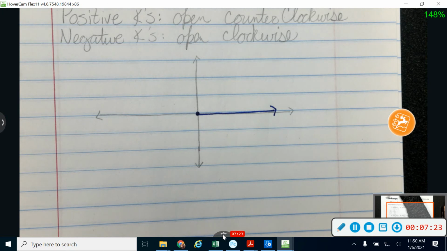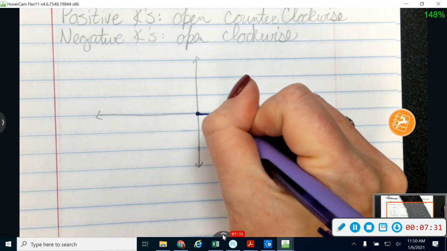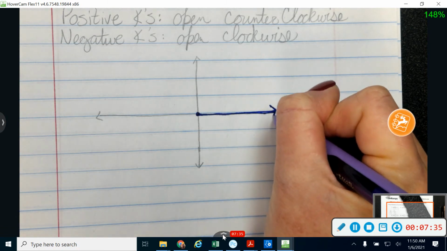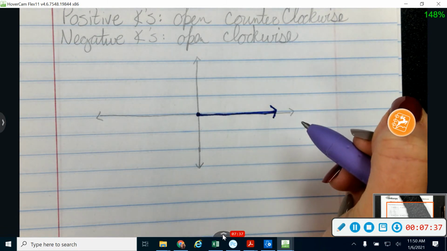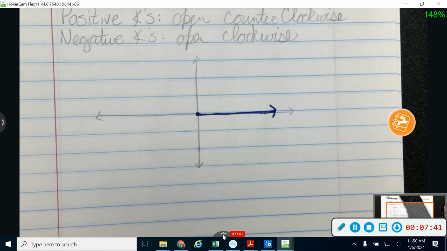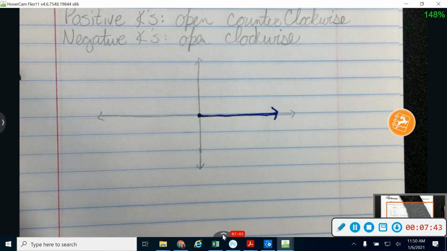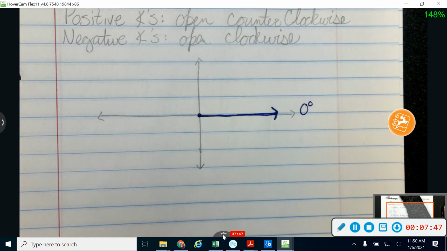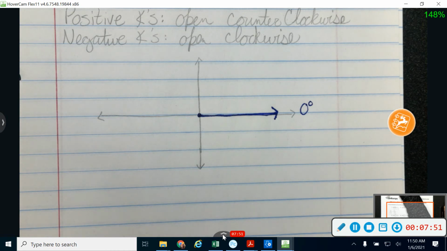Let me start by saying that I'm going to take my terminal side and draw it just exactly on top of my initial side. It's kind of hard to tell because they're the same thing. I didn't move at all. If I don't move at all, I can call that a 0-degree angle. So we're going to start right there at 0 degrees.